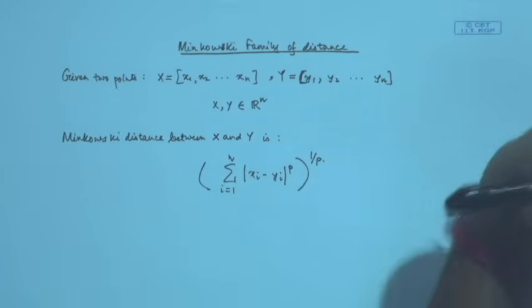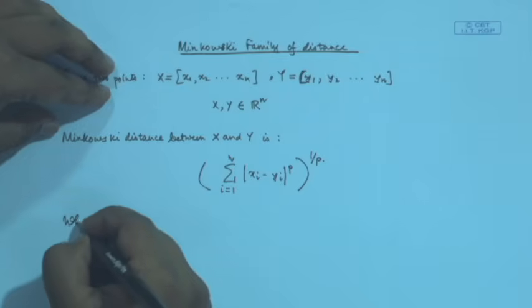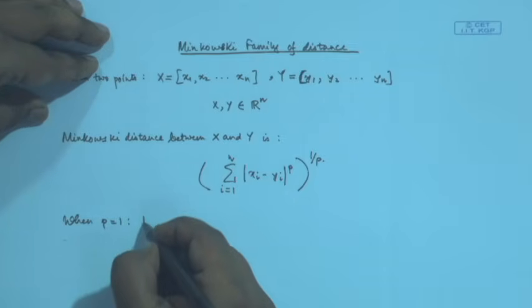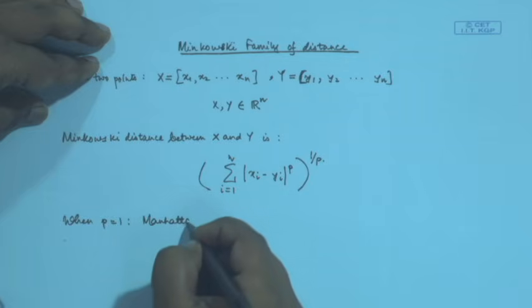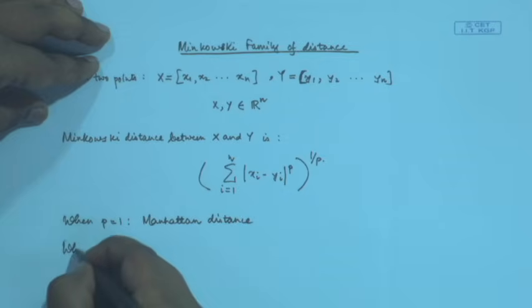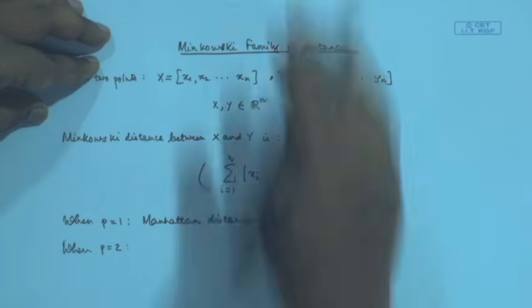So you are taking the individual dimensions, the individual components of the two different points, and you are taking pairwise differences, and then you are raising them to the power of p, and then accumulating all of those terms, and then taking the whole thing to the power 1 by p. So when p is equal to 1, what you have is called Manhattan distance, which is also called city block distance. When p is equal to 2, then you have Euclidean distance.